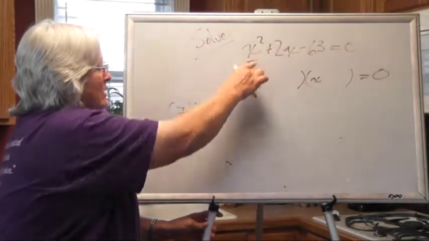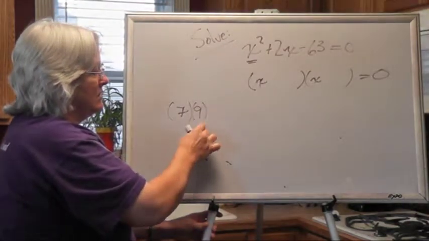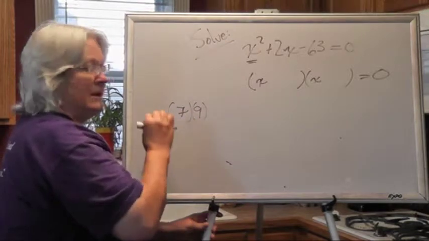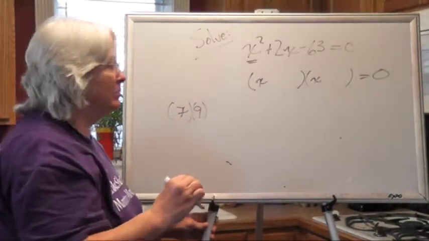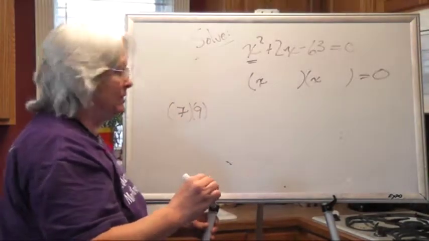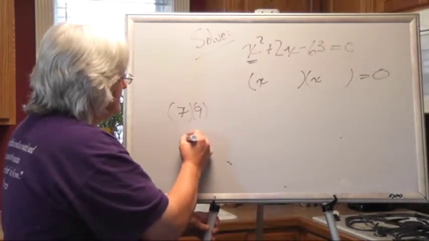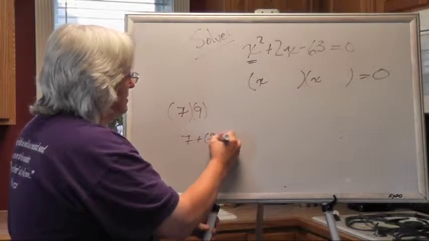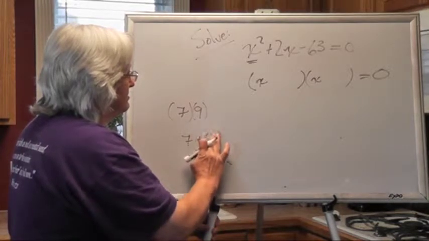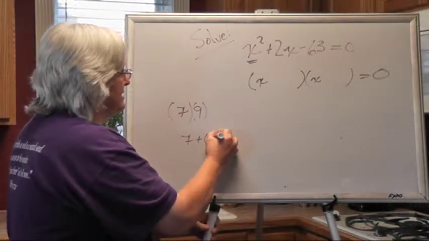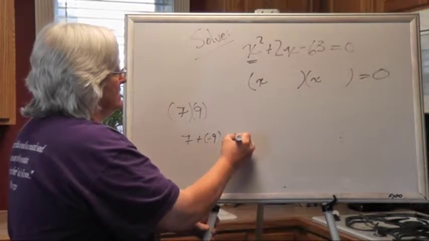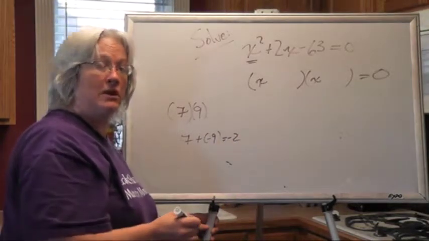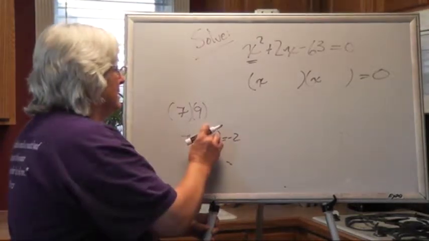So if we want to have a positive 2 when we add them, and a negative 63 when we multiply them, what are we going to do? Well, sure, it's going to be 7 plus a negative 9. I was trying to write the answer here. 7 plus a negative 9 is a negative 2. Is that right? No.